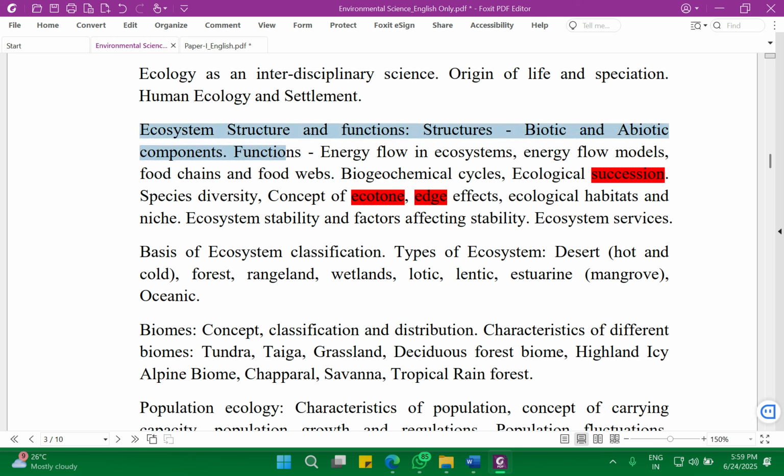Then ecosystem structure, they are continuously, repeatedly asking. Like the lowest level might be an individual. Above that we have population. Above that we have community. Above that we have ecosystem. Above that we may have biome. Above that we may have biosphere. So that structure of the ecosystem hierarchy you need to know.